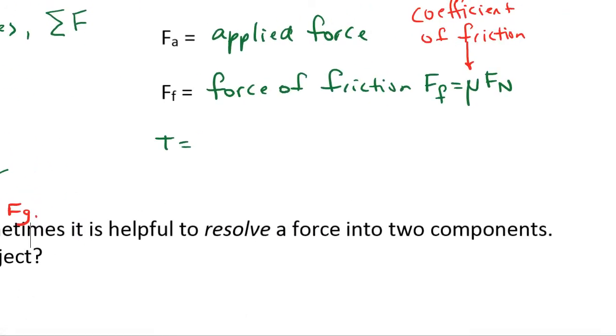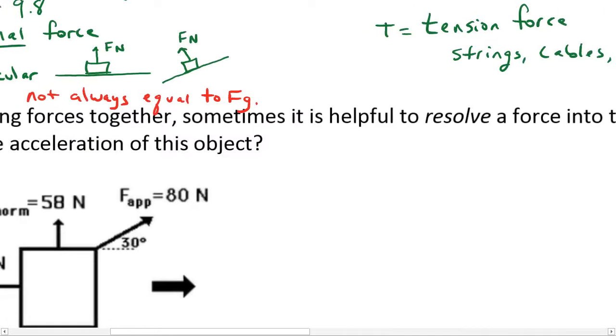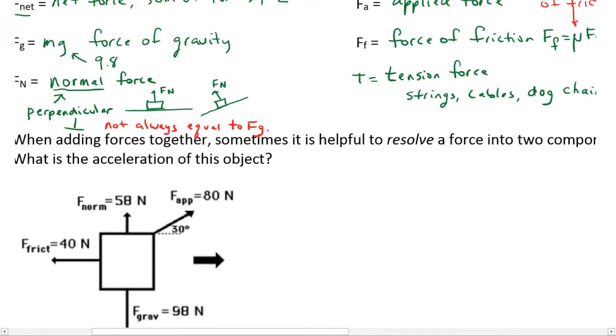T is equal to a tension force. You get a tension force with strings, cables, dog leashes, or dog chains, all those types of things. You can think of it as kind of like an applied force, but it's with a string. Alright, so here's an example. Let's try a couple here.